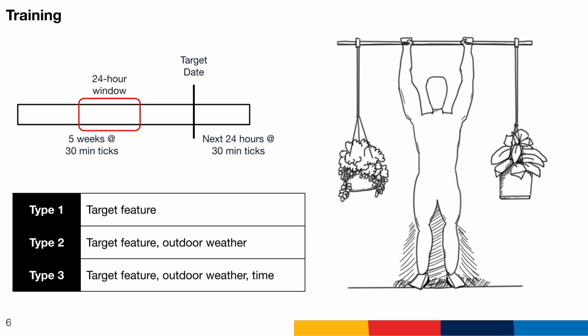Here we have type 1, which is just mapping the target feature to the target feature. Type 2, we have the target feature, and we also add the outdoor weather. And type 3, we map the target feature, outdoor weather, and time to the target feature. Including time there allows the machine learning models to pick up different types of weekly and daily patterns.